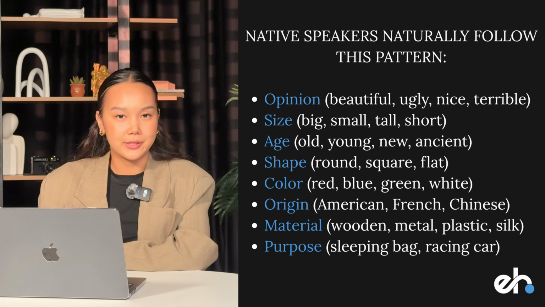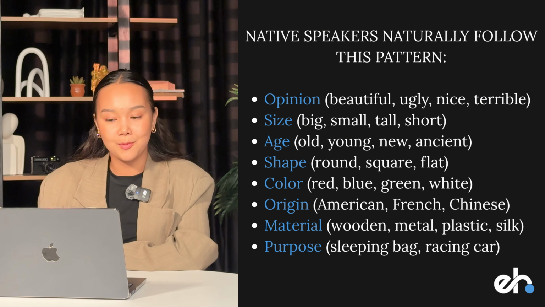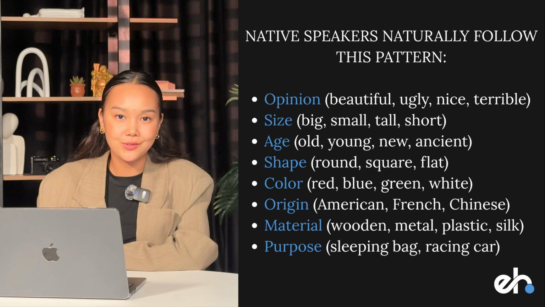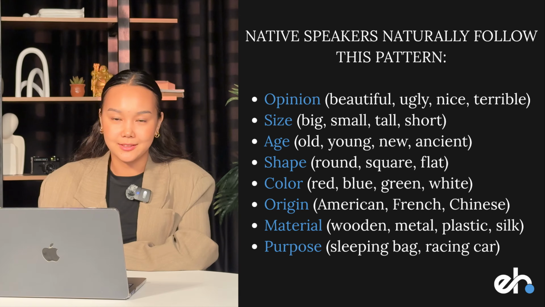Opinion, for example, beautiful, ugly, nice, terrible. Size: big, small, tall, short. Age: old, young, new, ancient. Shape: round, square, flat. Color: red, blue, green, white. Origin: American, Eastern, Chinese. Material: wooden, metal, plastic, silk.